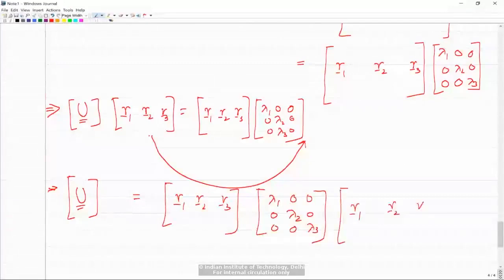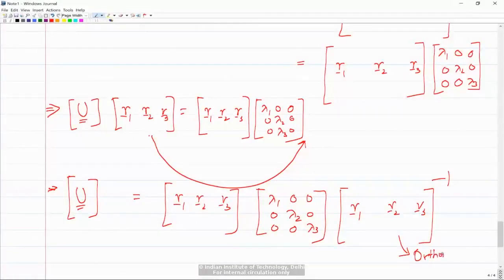But because R1, R2, R3 are eigenvectors such that they are perpendicular to each other, this actually turns out to be an orthonormal matrix. And for orthonormal matrices, the inverse is same as the transpose. Okay, and therefore you can substitute the inverse with transpose.